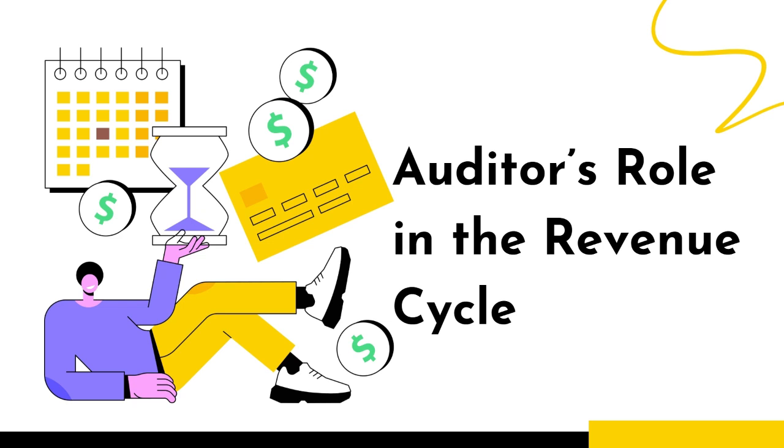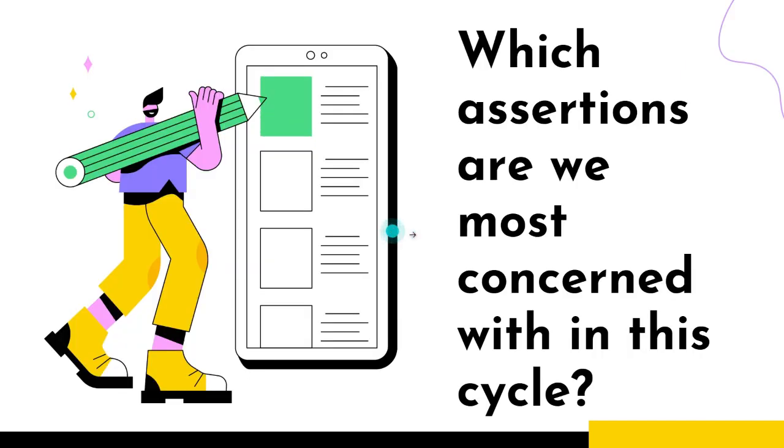Hello, everyone. In this video, I want to go over the auditor's role in the revenue cycle. In the last video, we talked about inherent and control risks. And we know from our audit risk model, AR equals IR times CR times DR, that DR piece is really the auditor's response to those risks. The auditor's role is always to detect material misstatements, to make sure that those financial statements are not materially misstated. So how does the auditor do that is what I want to cover in this video.